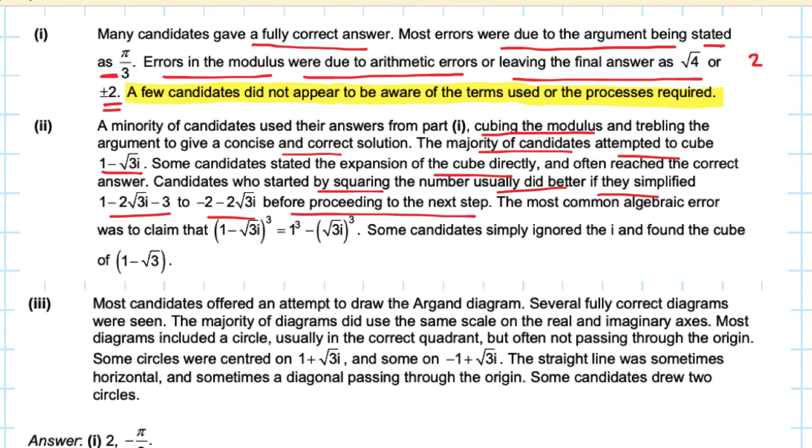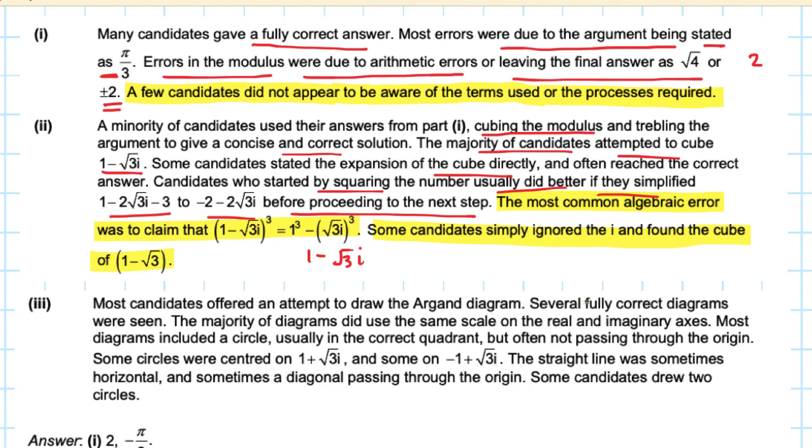The most common algebraic error was that (a minus b) whole cube is a cube minus b cube, which is 100% wrong. Some of the candidates simply ignored the i and found the cube of this, which is also wrong, because we need to find u cube in this question, and u is 1 minus root 3i, not 1 minus root 3. Okay, in the final question, most of the candidates offered an attempt to draw the Argand diagram.